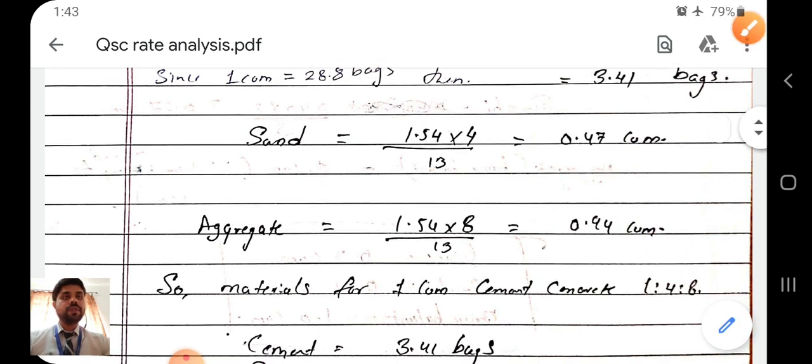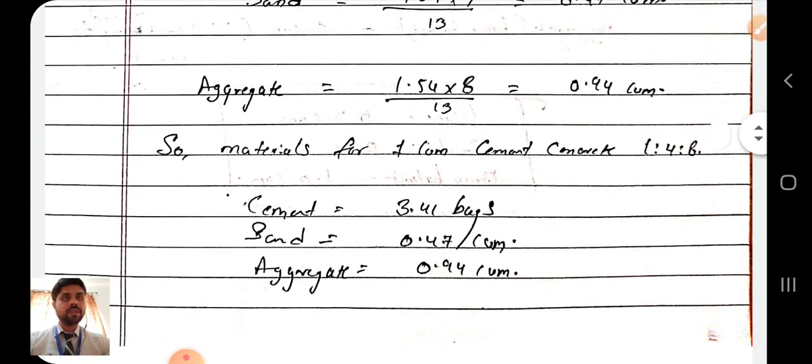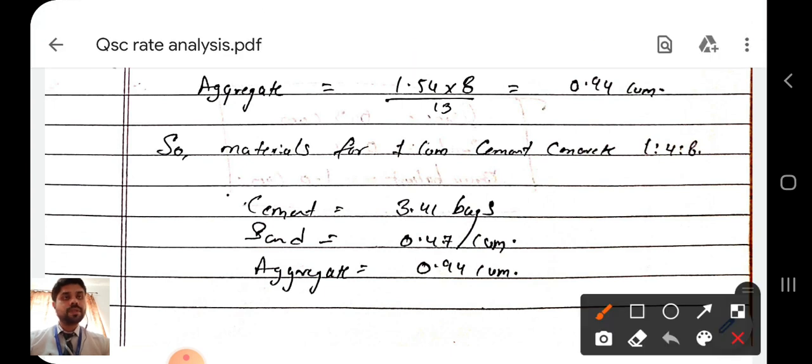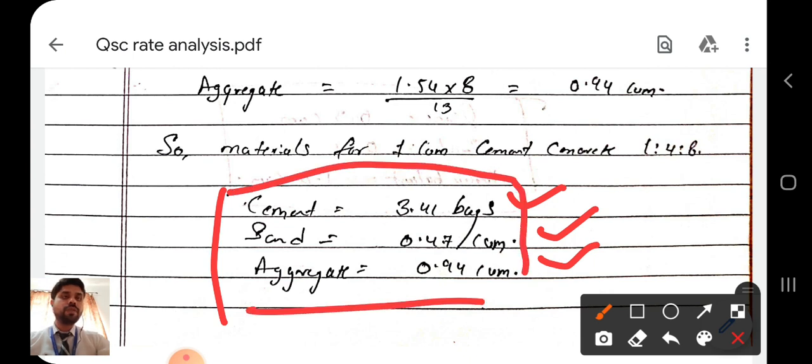If we want to make a summary, then the material required for 1 cubic meter of cement concrete of ratio 1 is to 4 is to 8 will be: cement 3.14 bags, sand 0.47 cubic meter, and aggregate 0.94 cubic meter. Now these are the quantities of materials which will be required for 1 cubic meter of cement concrete of ratio 1 is to 4 is to 8 in foundation.